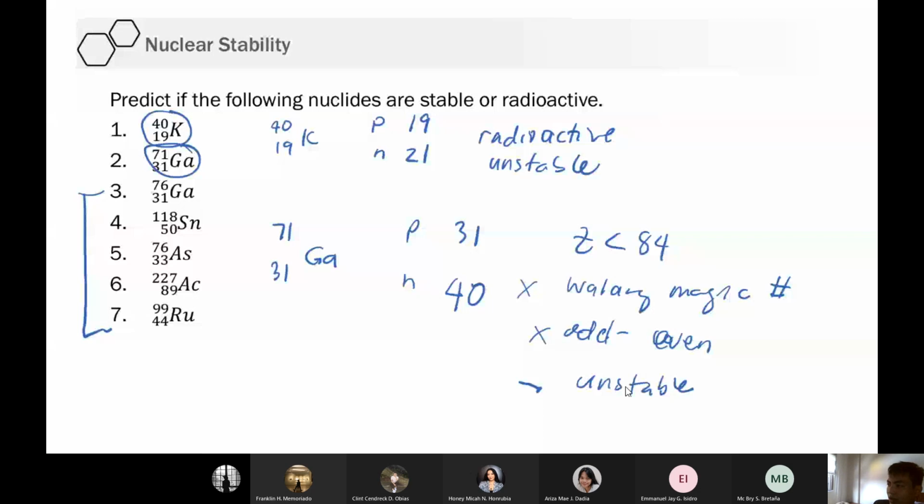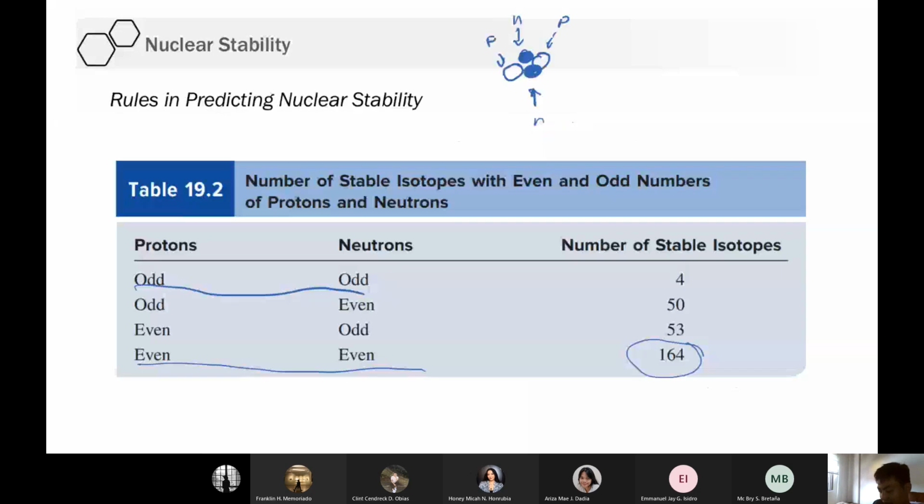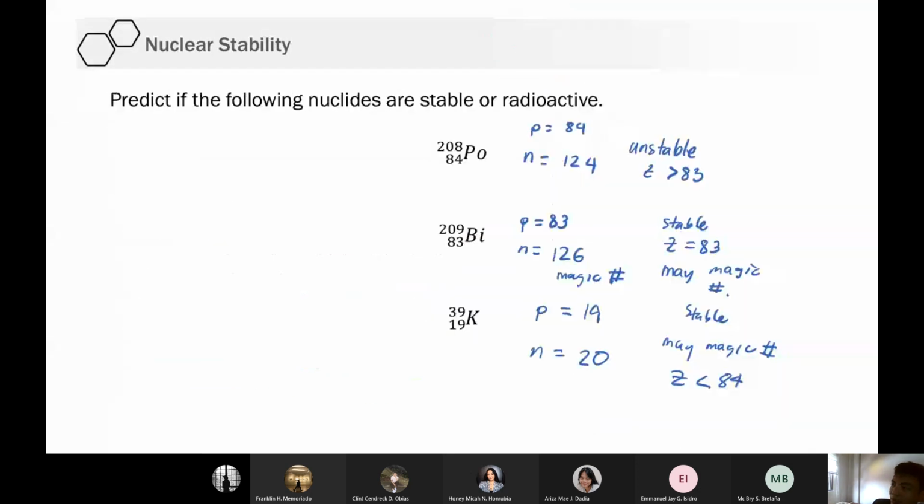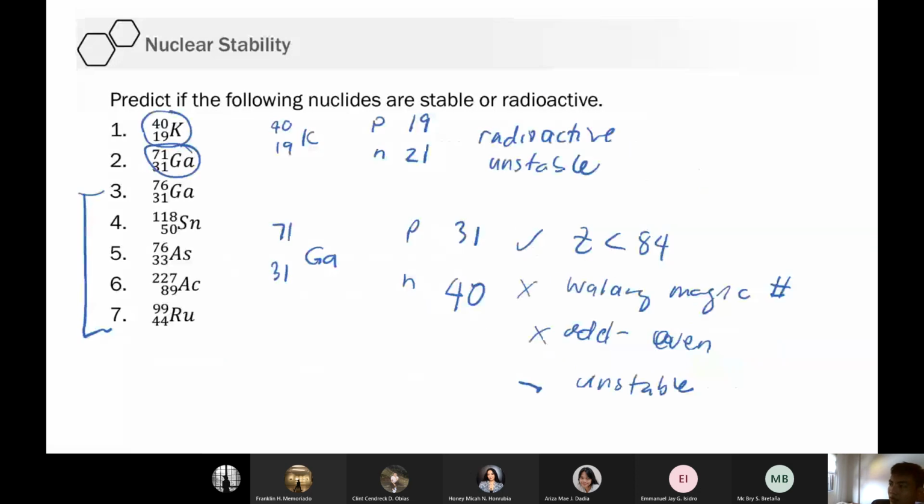So, ganun lang yung criteria natin. So, sundin mo muna to. Okay, yan. Pero ito, wala siya magic number. It's odd even pa. So, unstable yan kahit pa paano. Okay? So, ganun lang. Ang ideal kasi ay even-even. Okay? Pero ang nangyari sa kanya, odd-even. So, may chance na siya ay unstable. Kasi wala rin siya magic number. Okay? So, ganun lang gagawin mo.